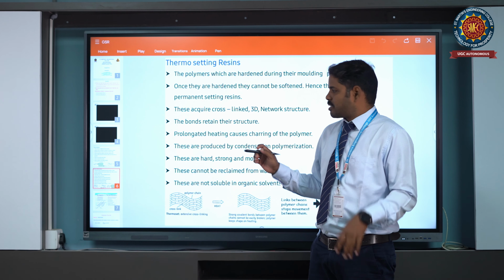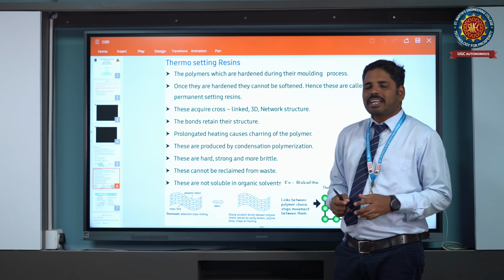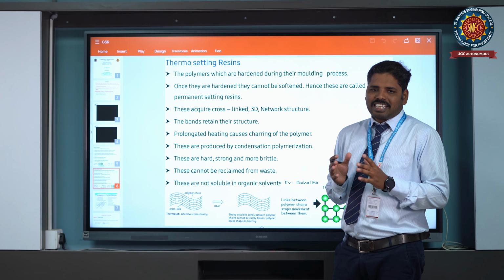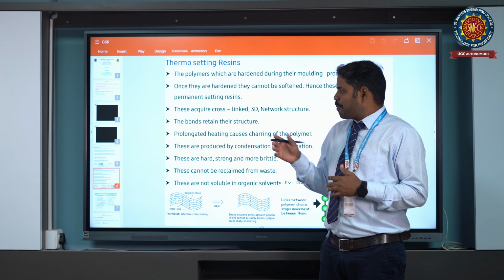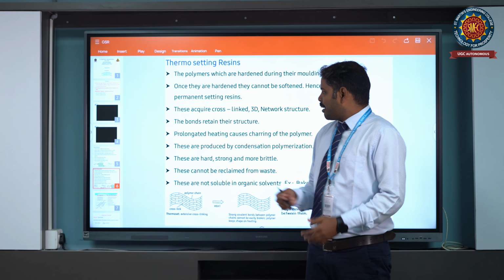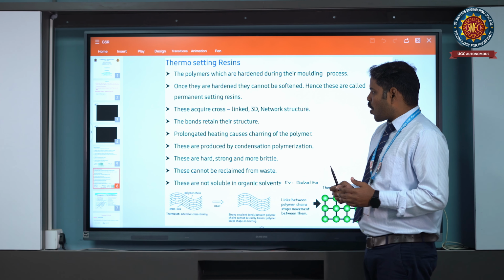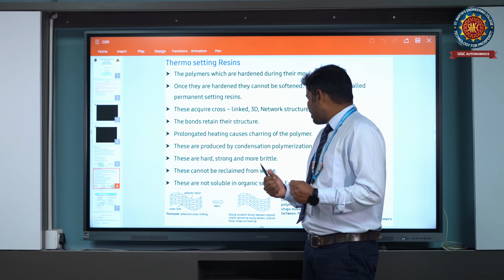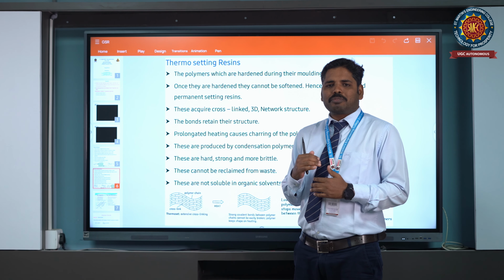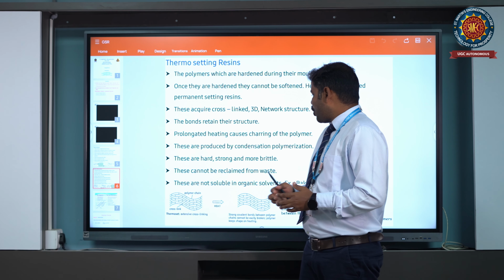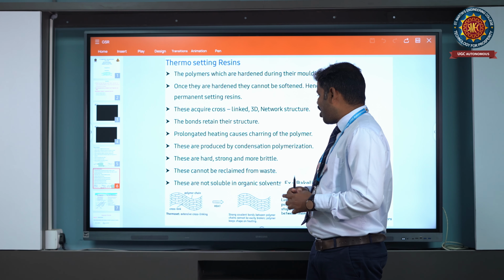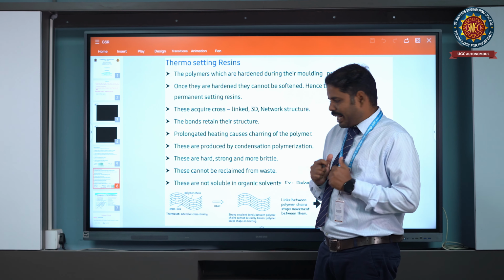Third one, these are highly cross-linked polymers with a 3D structure, whereas thermoplastic polymers have linear or branched structures. The bonds retain the structure. Prolonged heating causes charring in the polymers. After heating this material for a long time, it chars. These are produced by condensation polymerization. These are hard, strong, and more brittle.